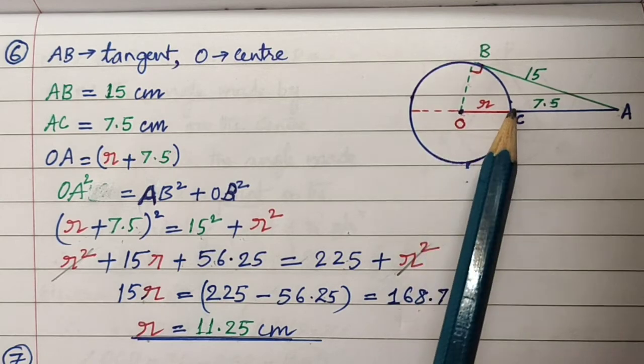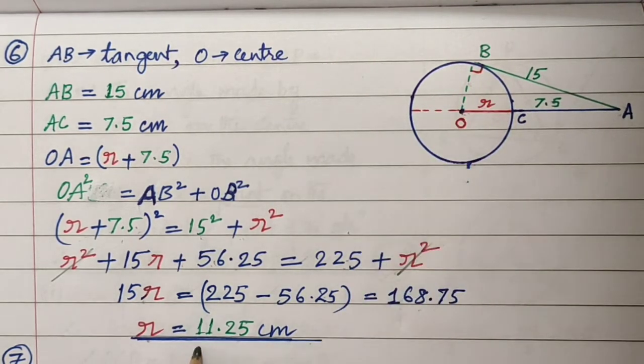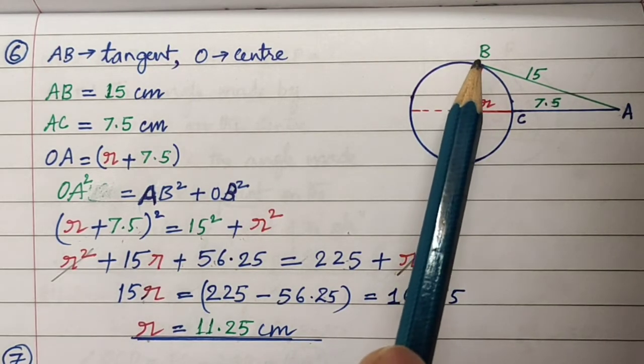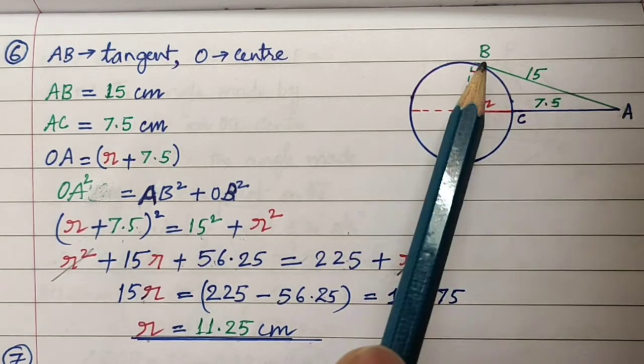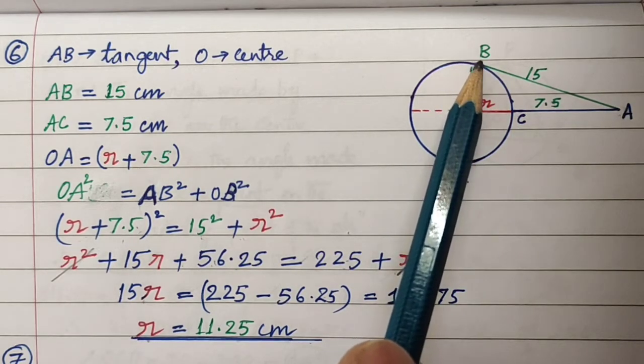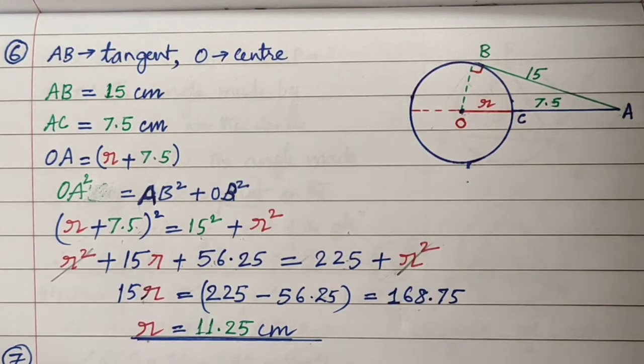The radius of this circle is 11.25 centimeters. So we used the tangent property of a circle, that the tangent touching a circle and the radius from that point are perpendicular to each other.